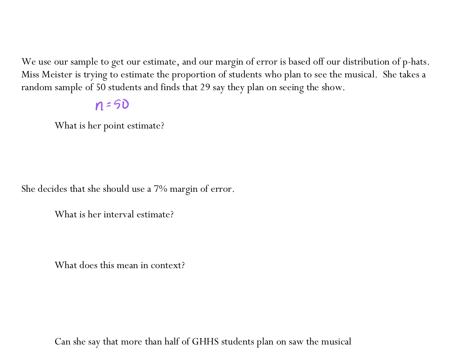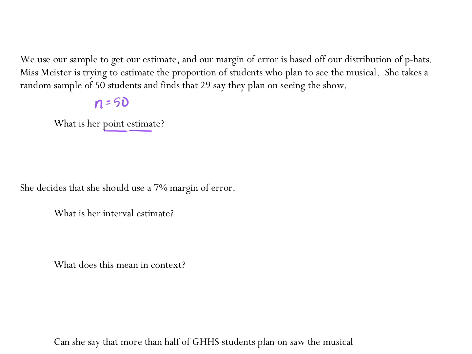So we call it a point estimate in the sense that our estimate is always a singular number. And if I'm trying to estimate what percent of students are going to go see the show, what's my best guess? Take a sample and see how many go. I did, the 50 and the 29.